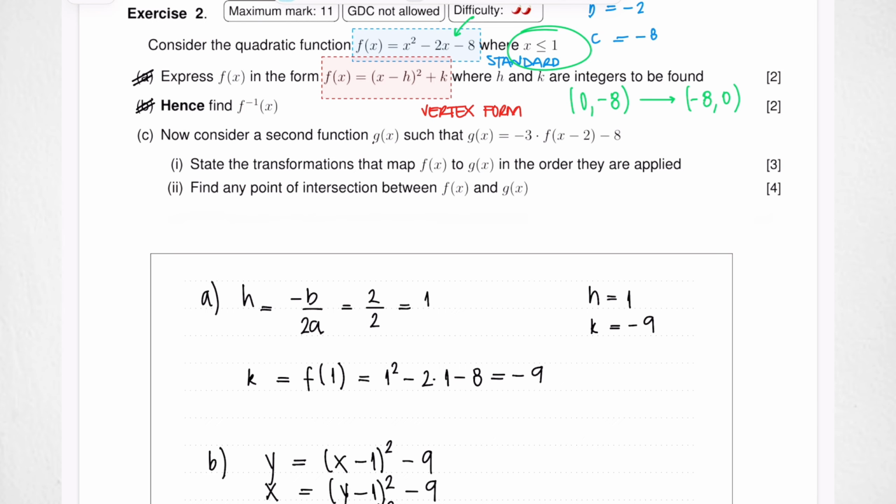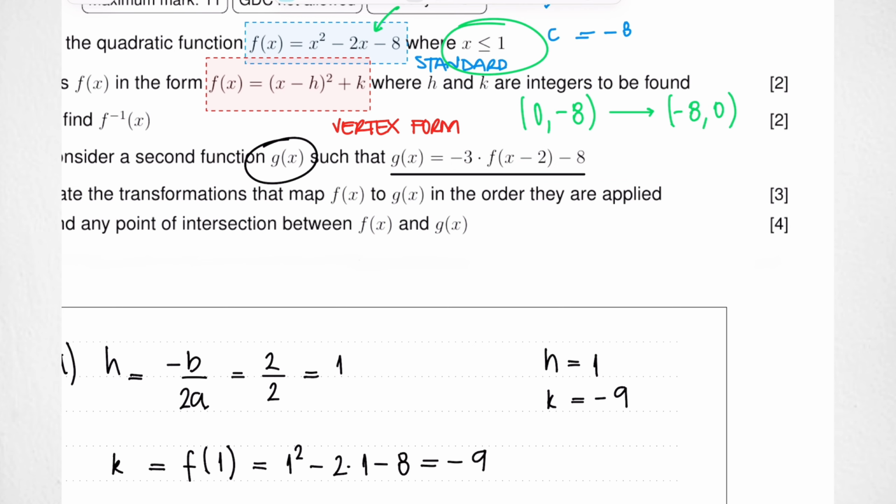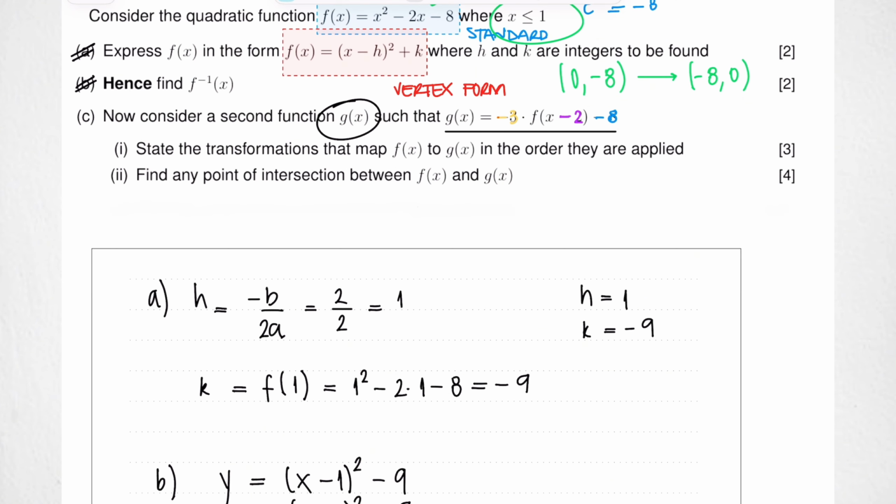Now consider a second function g of x such that we have a few transformations done to f, which gives us g of x. And let me color code all of them here. We have this negative 2, we have this negative 3, and we have this negative 8. What you can do as well is refer to each transformation as a separate one, which is easier to list.